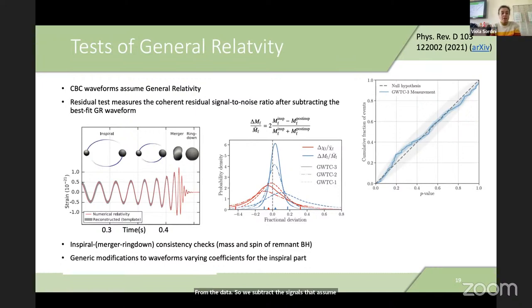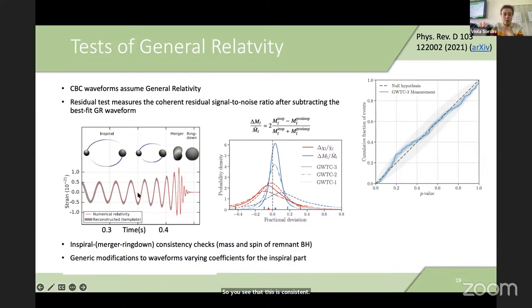Then we do a residual test, and we measure the coherent residual signal to noise ratio, coherent between different detectors. If our waveform really describes all the signal that is in the data, we should be left with something that is consistent with noise. This is what we test in the plot on the right. In gray, you have what you expect from just noise, and in light green, what we observe. So you see that this is consistent.